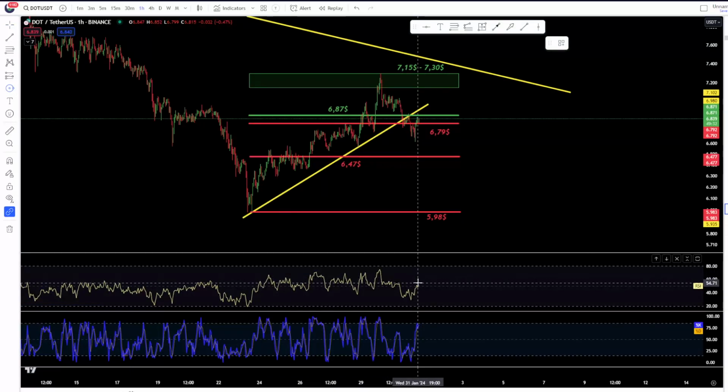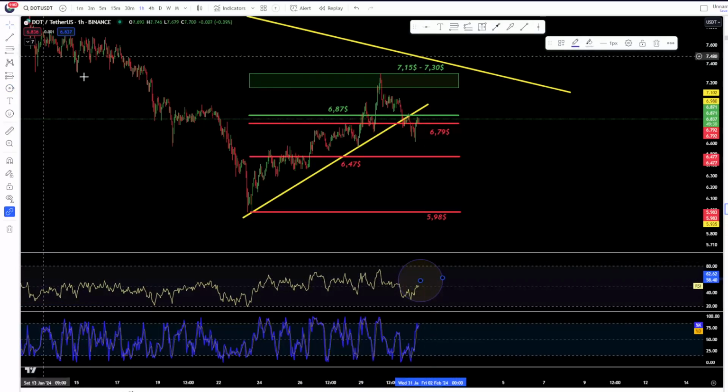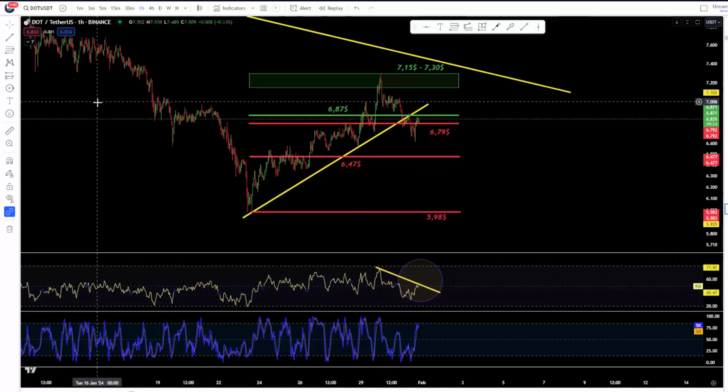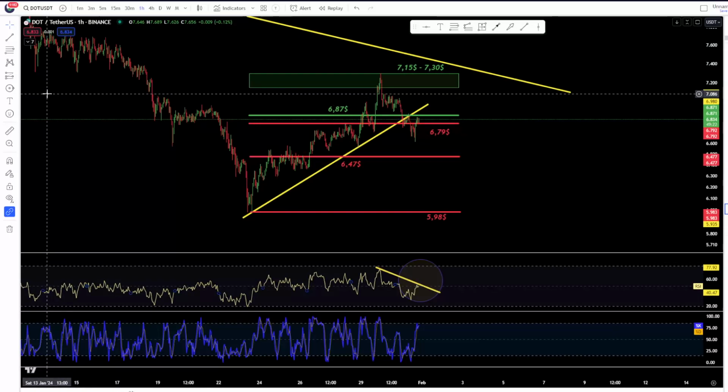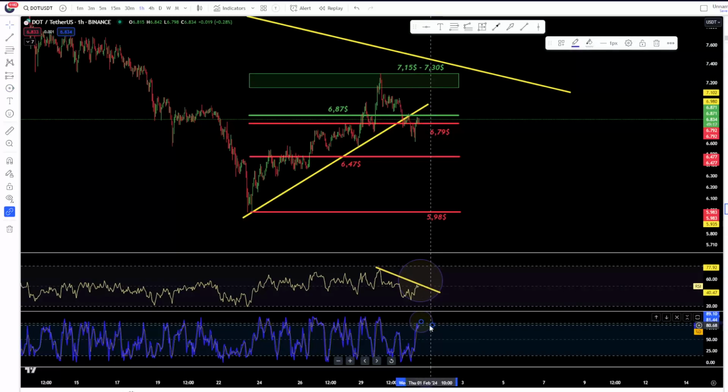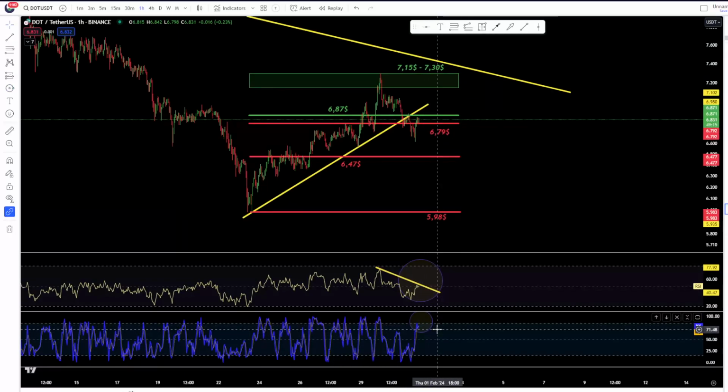The RSI indicator shows room for growth, but here a downtrend line can be identified, which may result in a decline again. And when we look at the stock indicator, we will see that it has approached the upper limit, which may also result in a price drop.